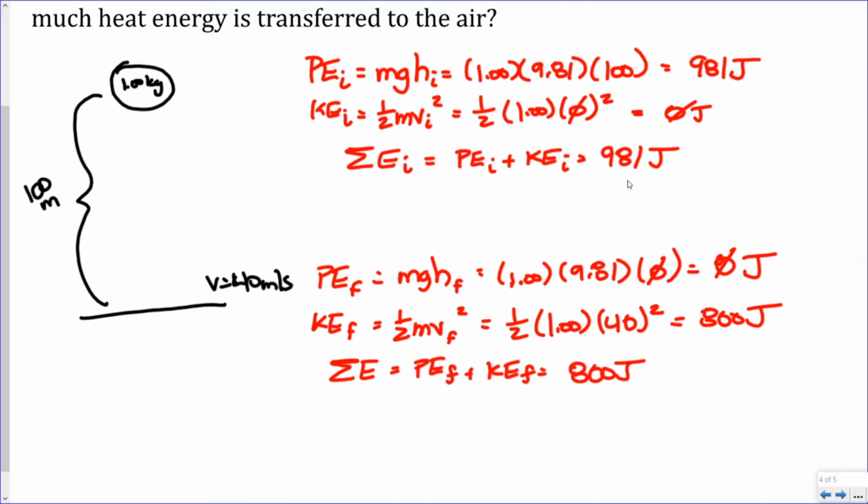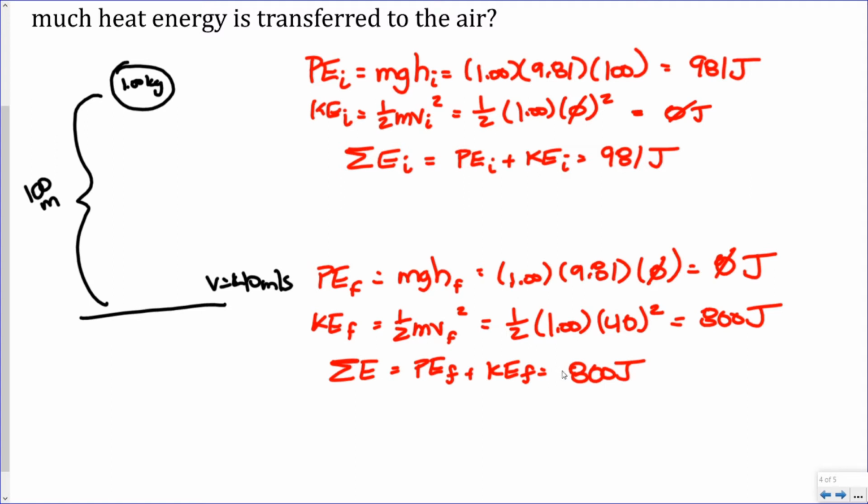Wait a second. We started with 981. We have 800 afterwards. Didn't you tell me, Mr. Osberg, that the law of conservation of energy says we should have the same amount of energy before and after? Yes, that law is still true. So why do we have a difference? Well, what happens when something falls through the air? Does it continue accelerating perfectly at 9.81 meters per second squared forever? Or does it have some surface that interacts with the air and there's some friction between the air that slows it down a little bit? Yes, that is what happens. It slows down. We call that air resistance.